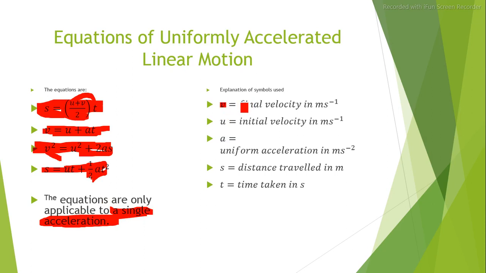v represents the final velocity and the unit is meter per second. u, the letter u there, is the initial velocity and the unit is meter per second as well. The initial velocity is the velocity the object starts with. v is the final velocity, the velocity after traveling for some time. a is the uniform acceleration in meter per second squared. The uniform acceleration we are talking about, in meter per second squared.